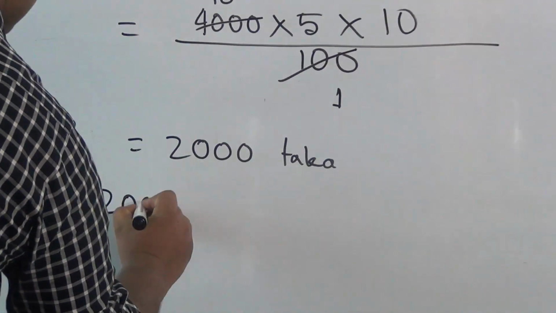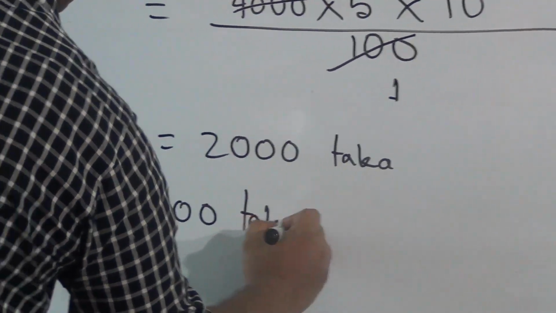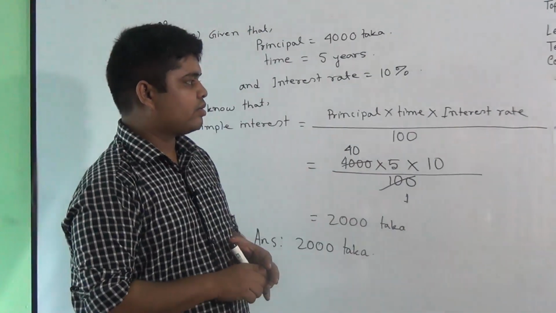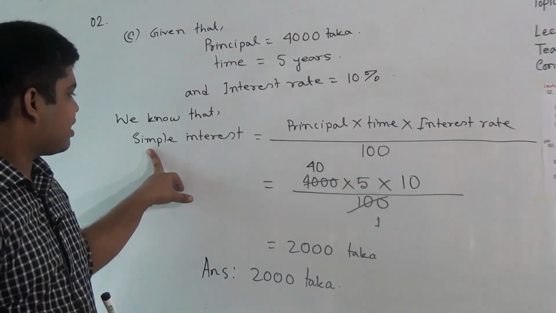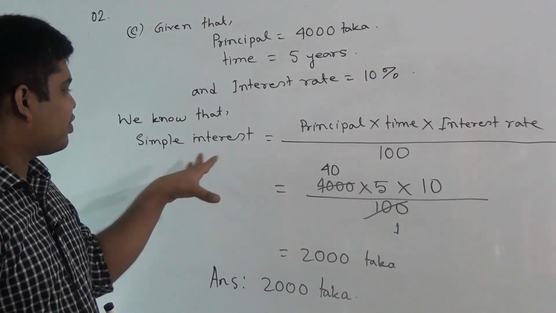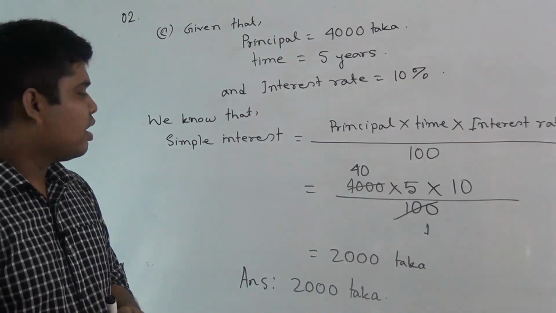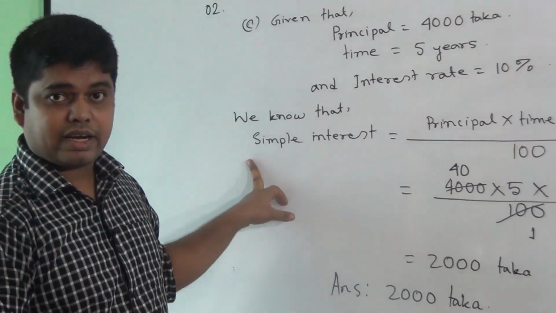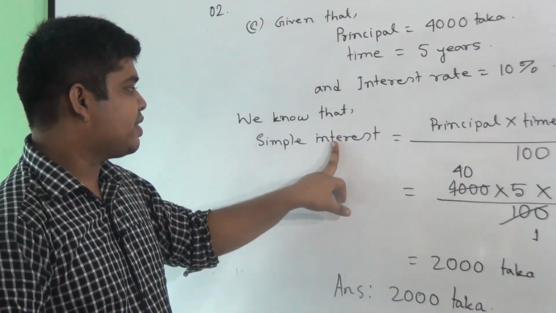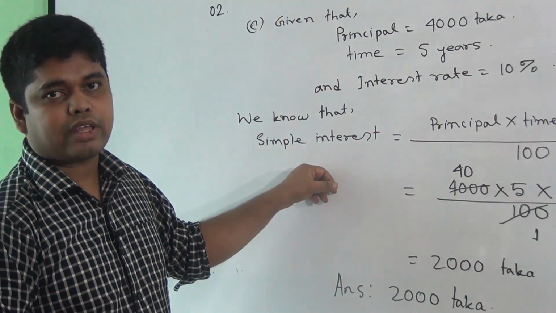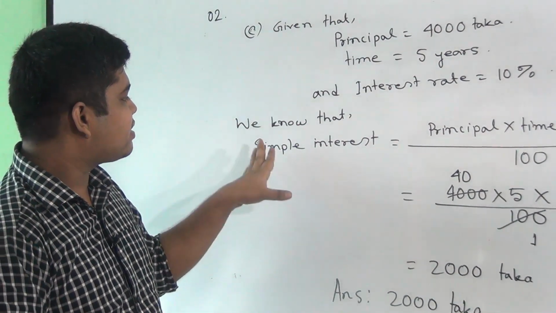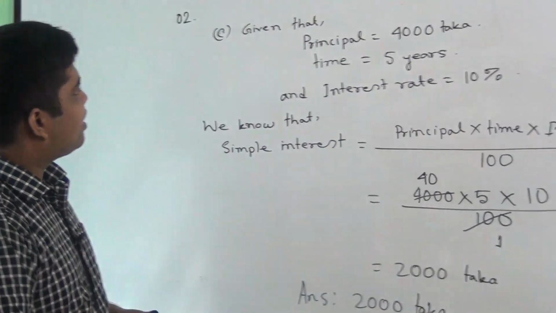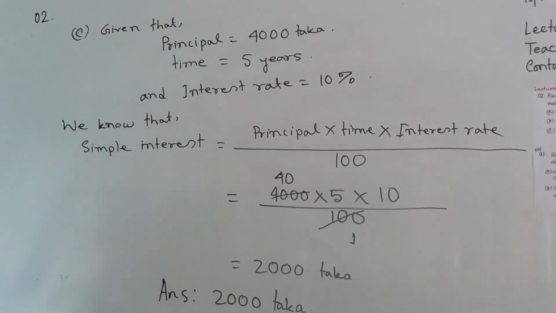Answer is 2000 taka. My dear students, some of you think that the question asks you to find interest, but I write here simple interest. Why? Simple interest and interest are same term. Okay, you don't write here annual interest. Annual interest means interest which is in 1 year. So you must write here simple interest or only interest. Okay, I hope you have understood, and this is the solution of question number C.